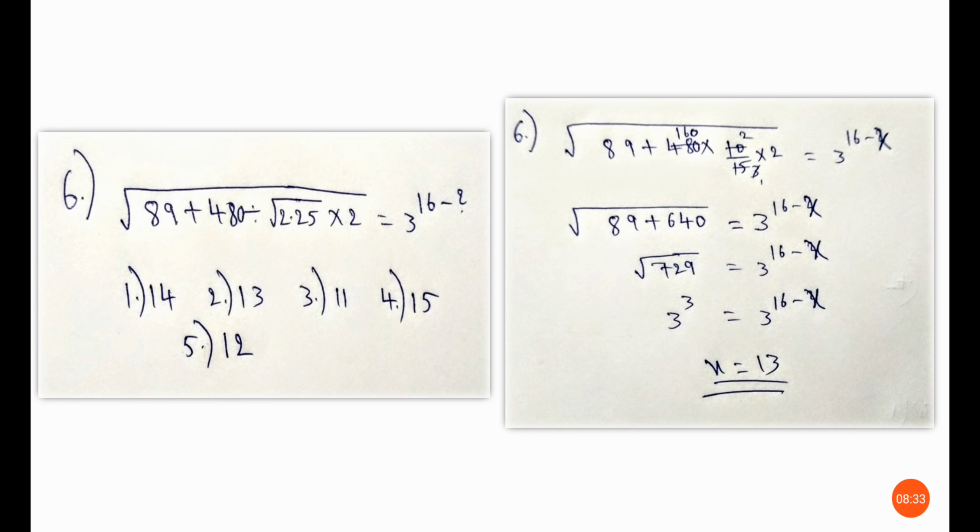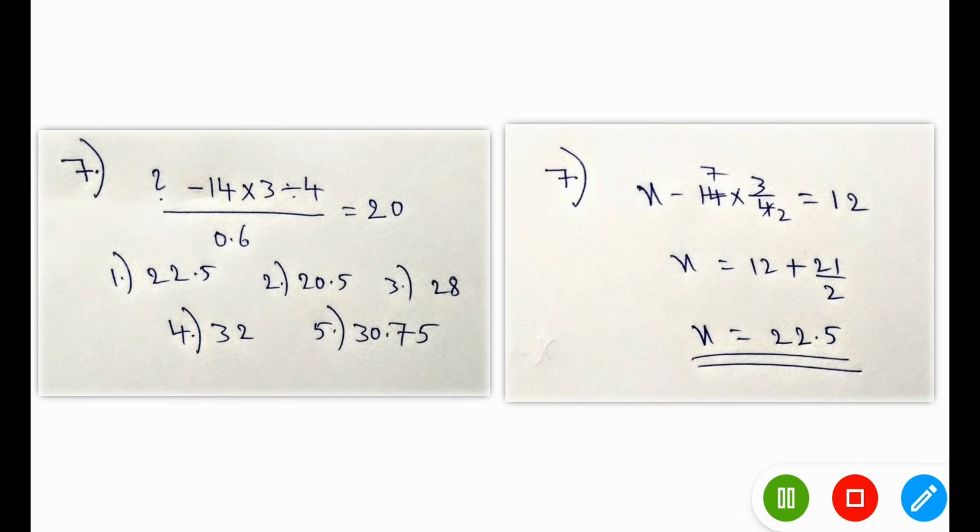Okay, to remove this division symbol, we replace it with multiplication, and we have to invert the denominator and numerator. Therefore we get 480 into 10 by 15 into 2. With the 5 table and 3 table it gets cancelled, and therefore we get 640. 640 plus 89 is 729. Square root of 729 is 27. 27 means 3 cube. So 3 cube equal to 3 to the power of 16 minus x, and therefore x equal to 13. Second option is the right answer.